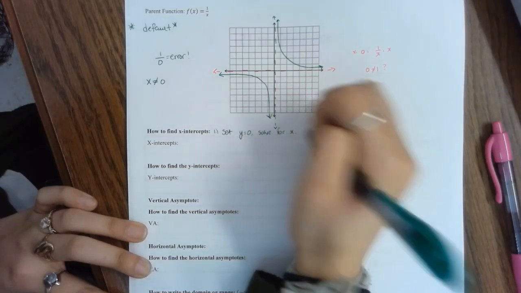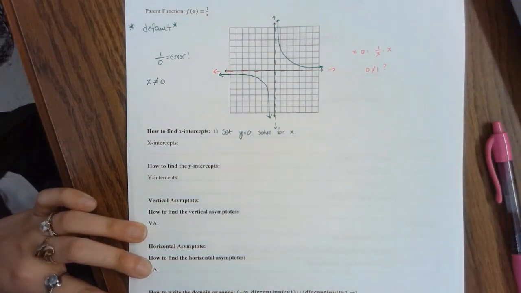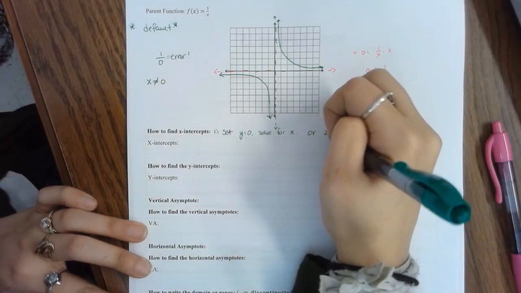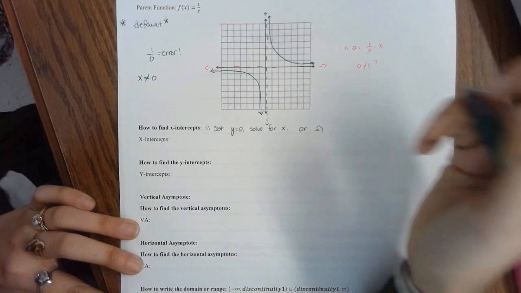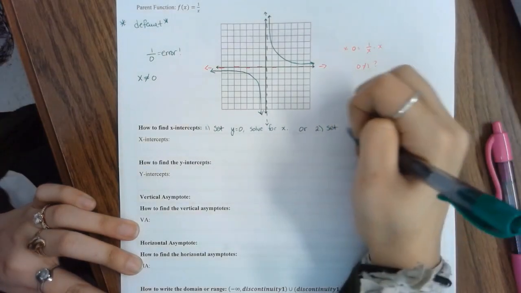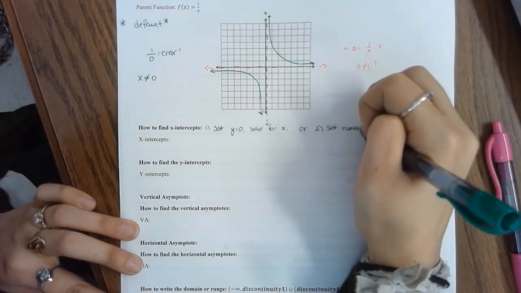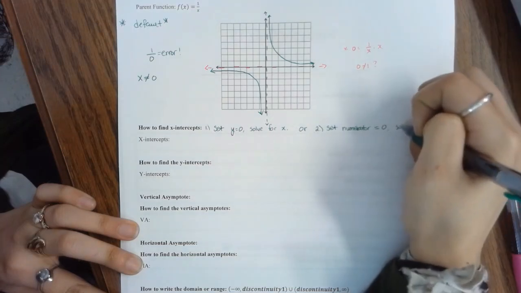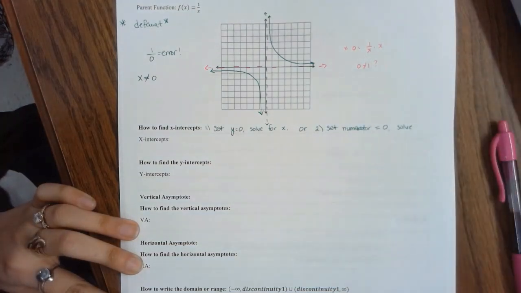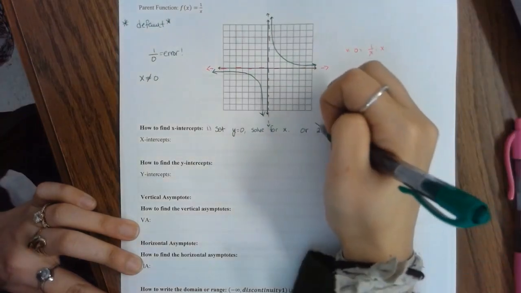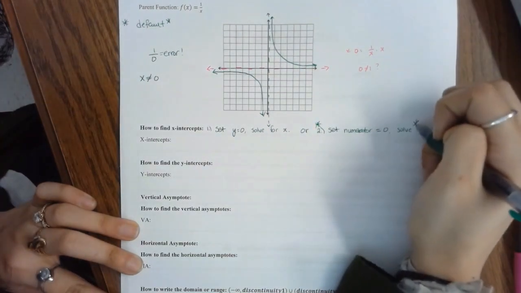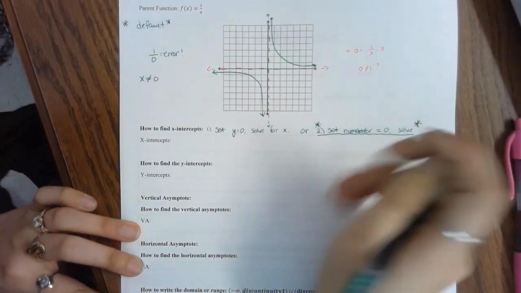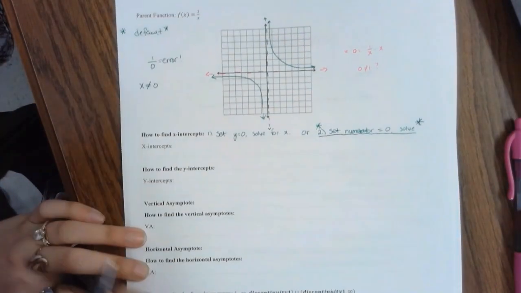Or the easiest way for this is you set the numerator, or the top of your fraction, equal to 0 and solve. And I'm going to go ahead and star this one because this is the method you definitely want to use for any type of rational function. Just take the top, set it equal to 0, and solve. Sometimes we'll have one, sometimes we don't.